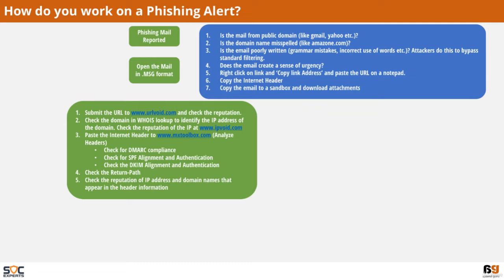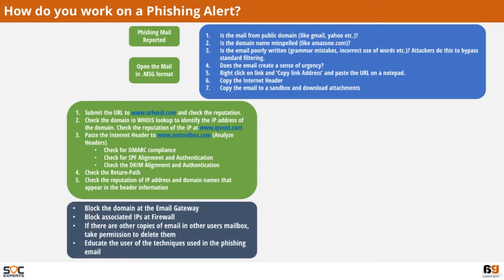We need to also check for the return path and the reputation of the IP addresses, domain names, and also do a complete reputation check of all the IP addresses and domain names that appear in the header information. Remediation would be to block the domain at the email gateway and block the associated IP address at the firewall. If there are other copies of the email in other users' mailboxes, take permission to delete them. Educate the user of the new technique used in the phishing email.